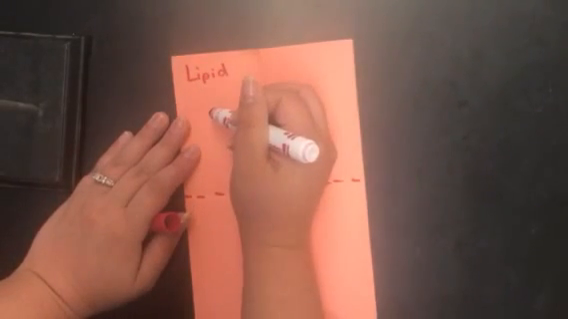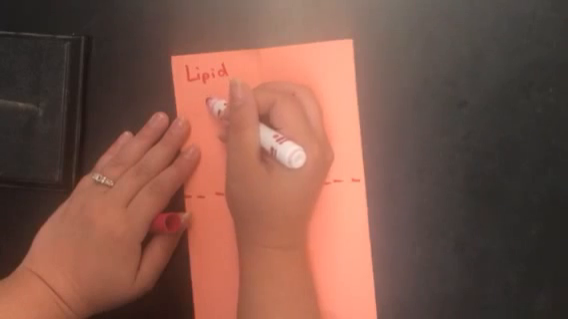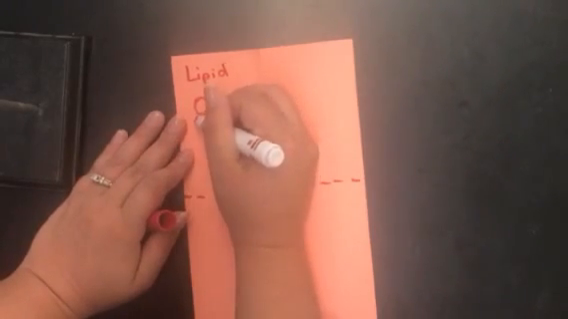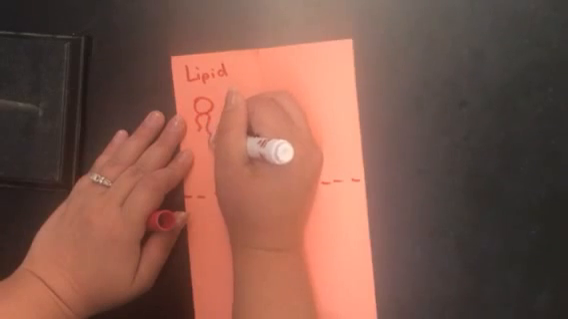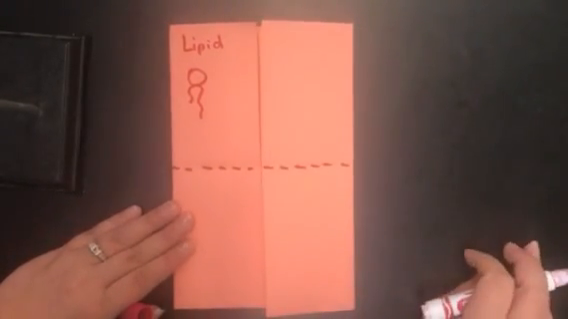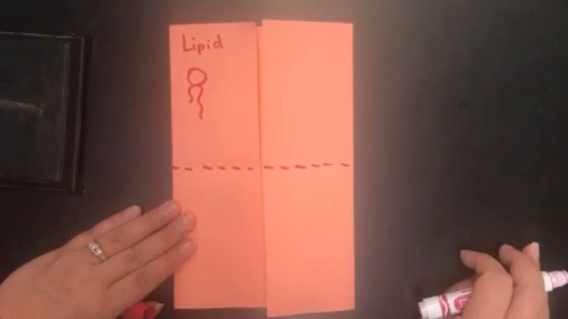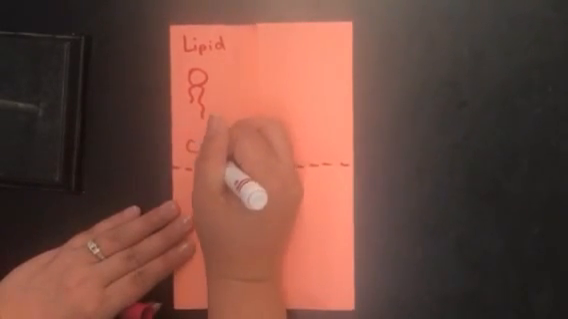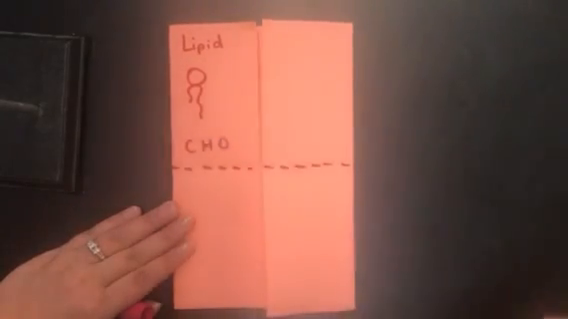And a lipid usually has a hydrophilic head and then a hydrophobic tail, which we'll talk about later. And then the elements that lipids have are carbon, hydrogen, and oxygen.